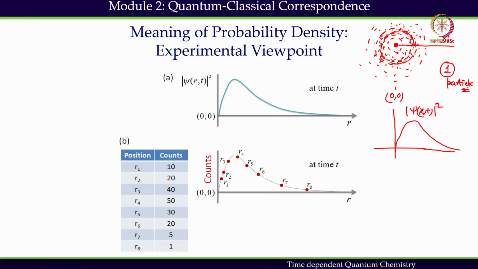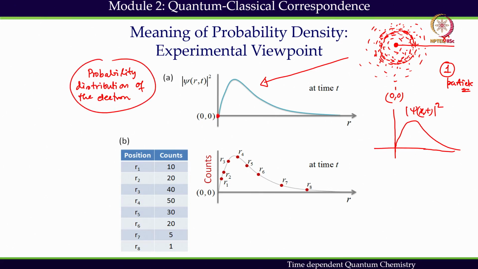So, to find out the meaning, what we have drawn here is a possible probability distribution of the electron, assuming that the nucleus is sitting at the 0 position. So, the question is, what does it mean by this probability distribution?